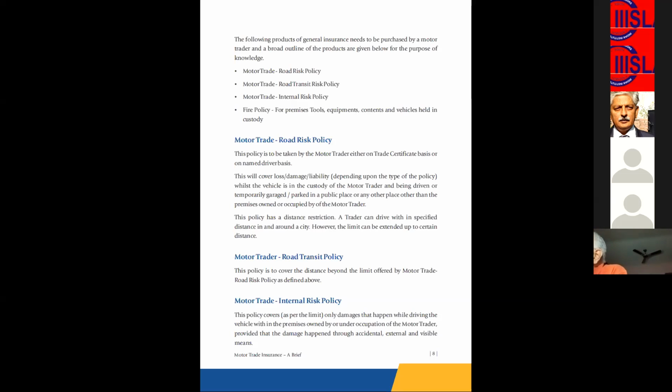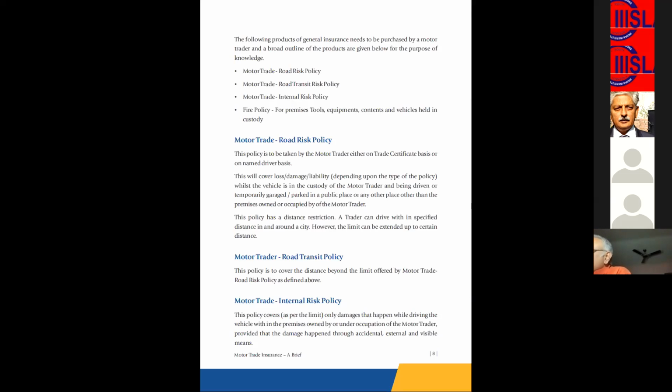Let us say Arasu Automobiles, a small workshop operated by Arasu and his chief mechanic Ravichandran. If only these two people are going to drive the vehicle for any trial purposes, then the motor trade road risk policy can be taken in my name, giving my name as a proprietor and my chief mechanic's name. Both people can be added, and you can add any number of people if you pay the required premium, or you can restrict to 2 people or 4 people or 10 people. That is how the named driver basis operates in motor trade insurance. So the conditions of the policies are the same.